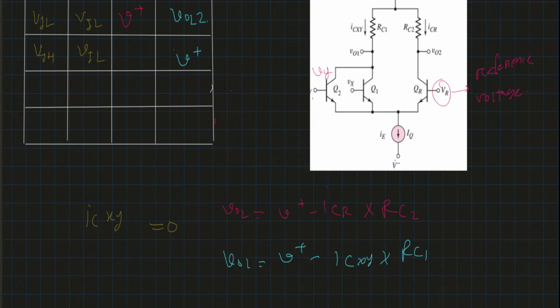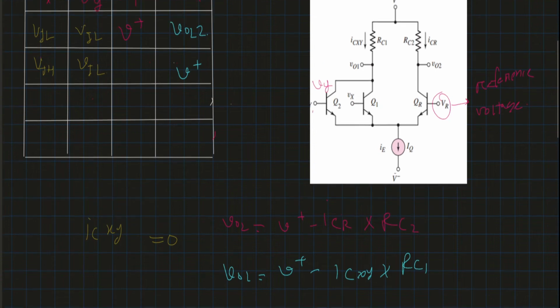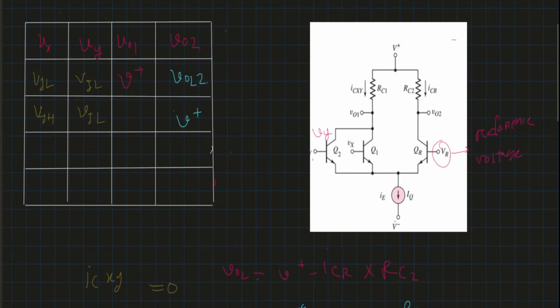and for a moderately high value of RC1, this VO output will be a small value, and we're going to mark it as VOL1. Now VOL1 means the first output's logical low value, and this might not be the same as VOL2. That means the two logical low values for the two outputs might not be the same, but we'll try to make them the same for our convenience.